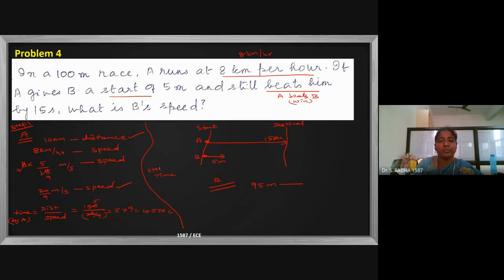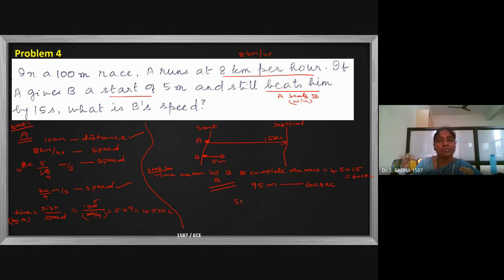In step 2, the time taken by B to complete the race is nothing but A is taking 45 and B is 15 seconds delayed. So 60 seconds he is taking to complete the race. What is the distance he has run? 95 meters only, because A has given a 5 meter advantage. And he is taking 15 seconds extra compared to A. So 60 seconds is the time he is taking to run 95 meters.